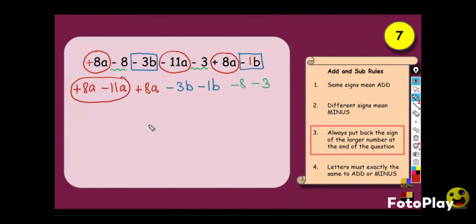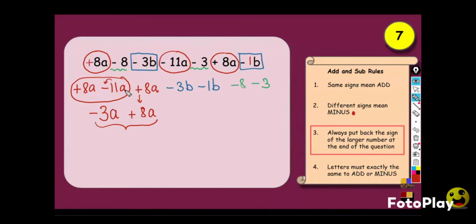This one here, 2 at a time. Both of them have A. The signs are different. Different signs mean minus. If I have 11 and 8 in my head, let me minus that. 11 minus 8 is 3. Put back the sign of the larger one. 11 is larger than 8. Don't forget to put the A. Let's handle the red first, and then we'll do the blue, and then we'll do the green. So when we squish the 8 and 11 together, we get minus 3A.